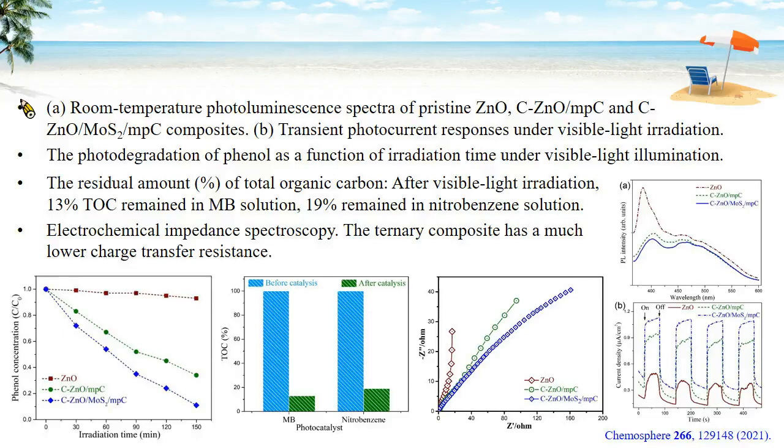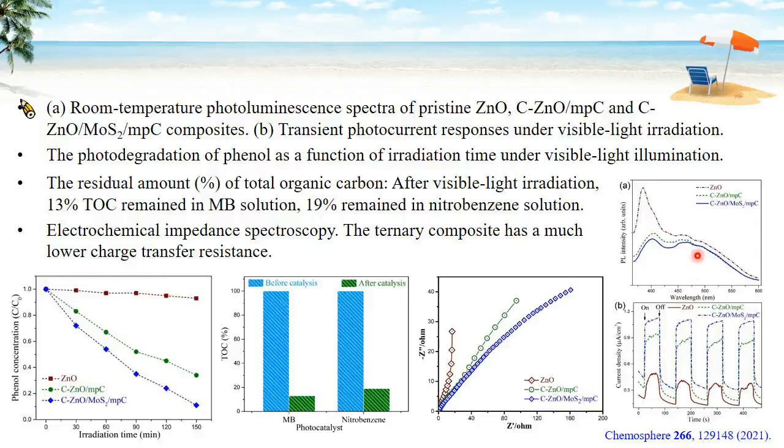We also tested a hazardous material in wastewater, phenol. The removal efficiency is pretty good for the ternary composite. We carry out the total organic carbon measurement to investigate the mineralization of MB and nitrobenzene. The residual amount of TOC after reaction is very low. This verifies the removal of organic compounds by the photodegradation.